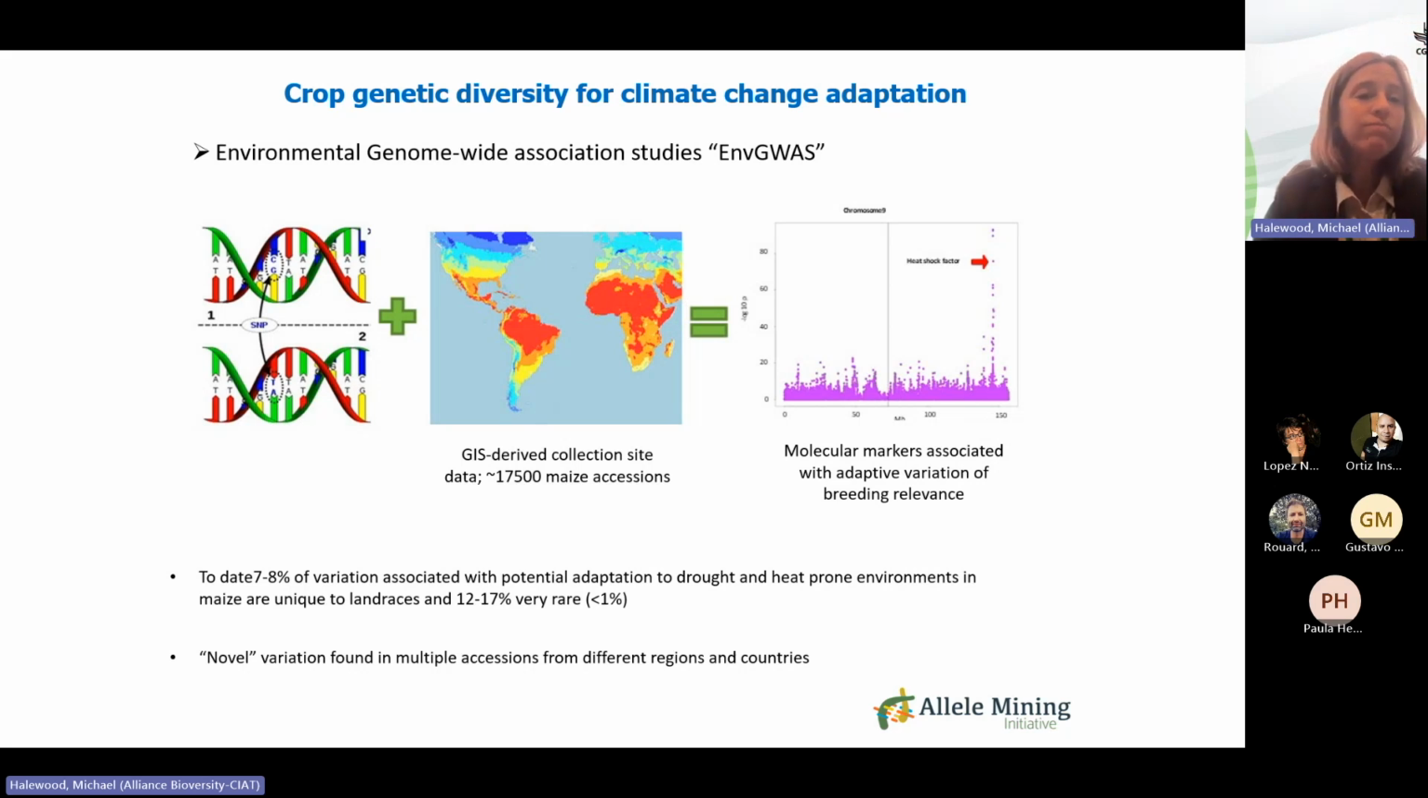Today, we have 7 to 8% of variation associated with potential adaptation to drought and heat in maize, and 12 to 17% are only and exclusively in landraces. So there is a lot of potential to bring new genetic variation into the breeding program. By doing this analysis, we identify novel variation from different countries and different origins, and they are already in pre-breeding programs. So we are transforming the tiger now.